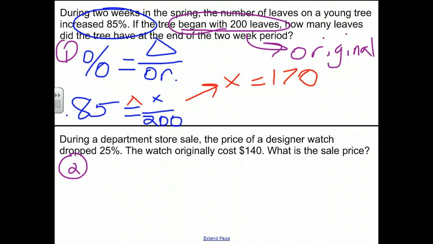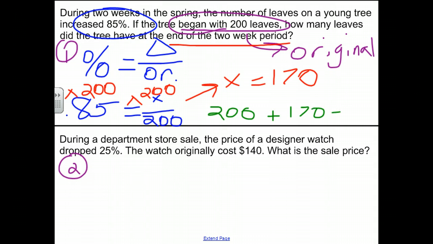How do you solve it? You solve it by multiplying both sides by 200. And now it is just an equation that you need to solve. 200 times 0.85 is 170. Now we need to be careful. This 170 does not represent the leaves at the end of the 2-week period like we're looking for. This 170 is the change in the leaves. And so since the amount of change was 170, we can get to the final amount of leaves by taking the original, 200, and adding that change back in, plus 170. That gives us the total number of leaves, 370.